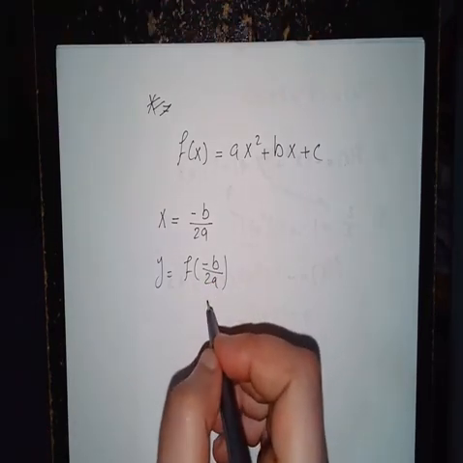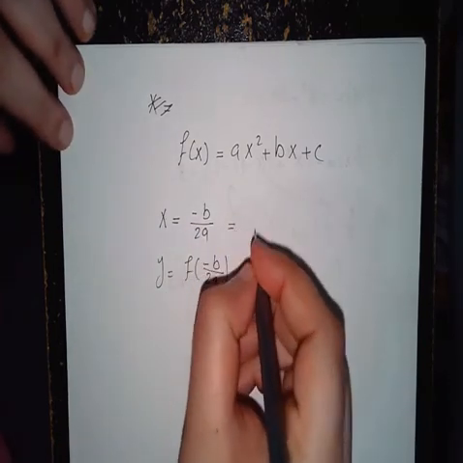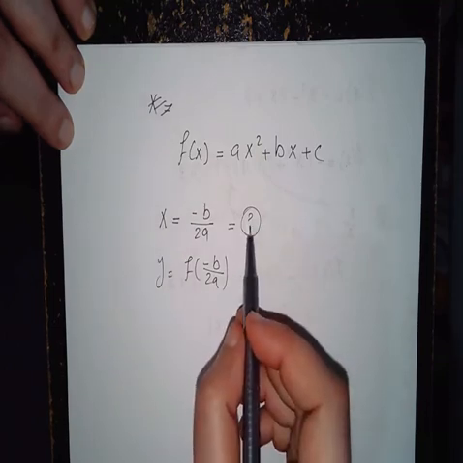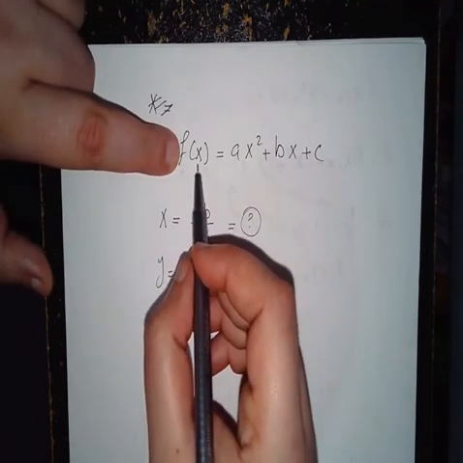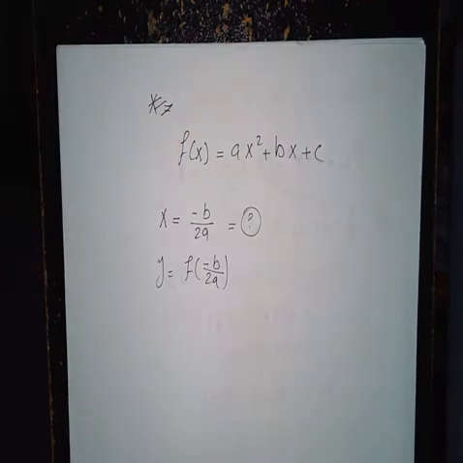Negative b over 2a, sorry. What do I mean by that? I mean that you grab whatever this value equaled, right? You grab that answer and you plug it into the function I gave you. You find the answer, and that's your y. Make sense?